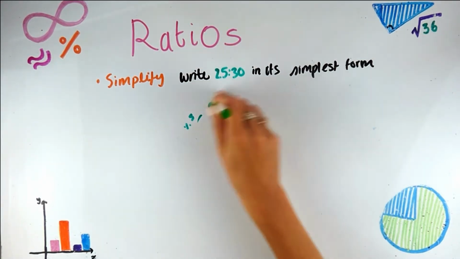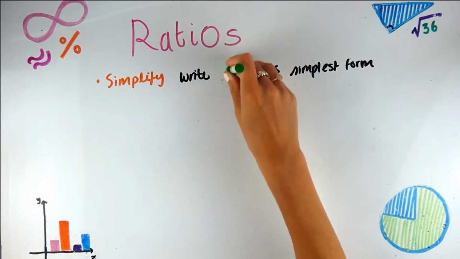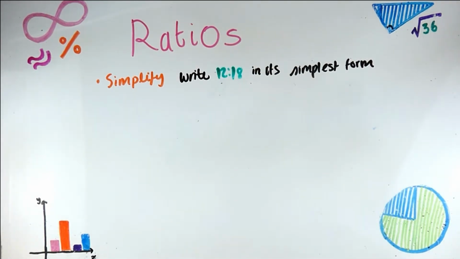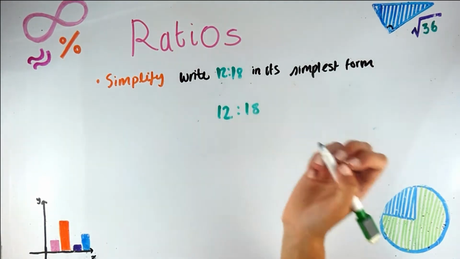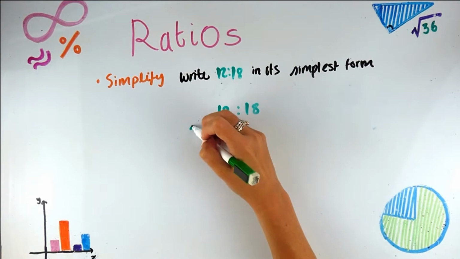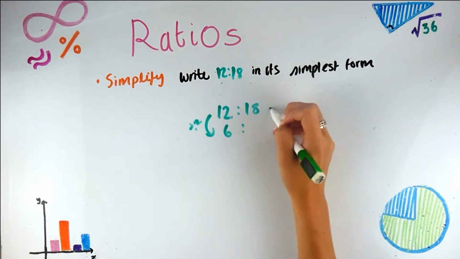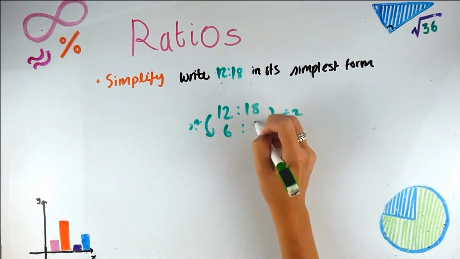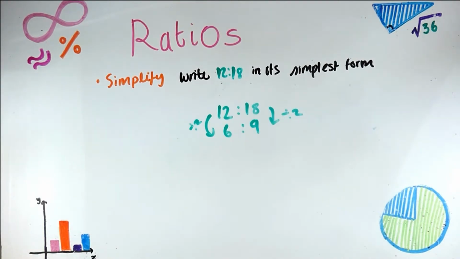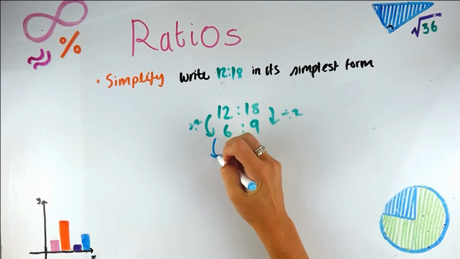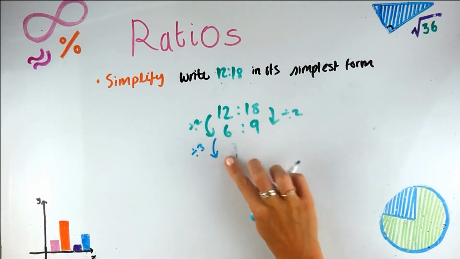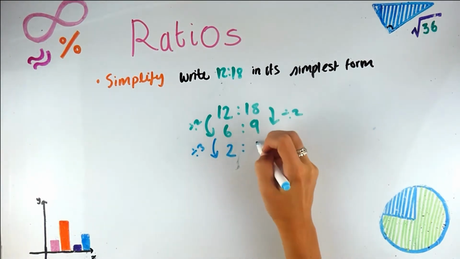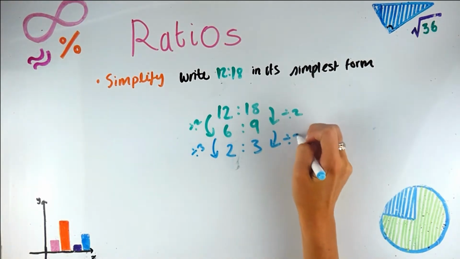So just like fractions, but we'll keep practicing. Okay, write 12 to 18 in its simplest form. A number that goes into 12 and 18, they're both even, so you could divide by 2. Make sure you do it on both sides. Okay, I'm looking at those. Is there a number that goes into both of those? Yes, there is. We're not done. So 3 also goes into those. 3 goes into 6 2 times, and 3 goes into 9 3 times.